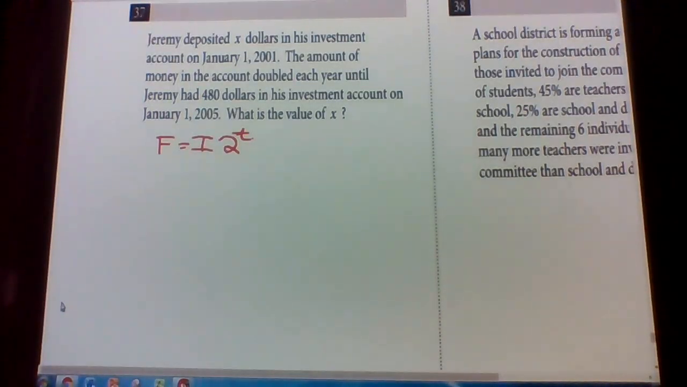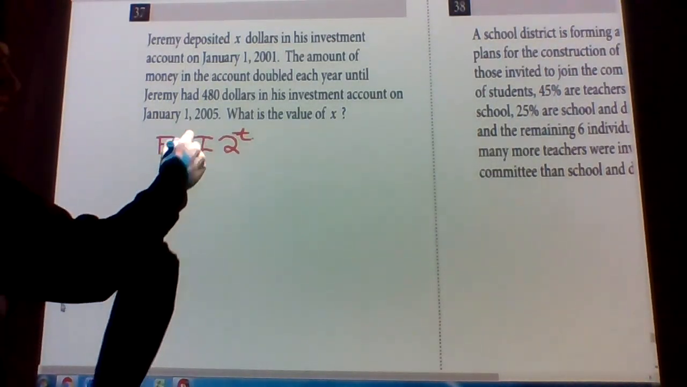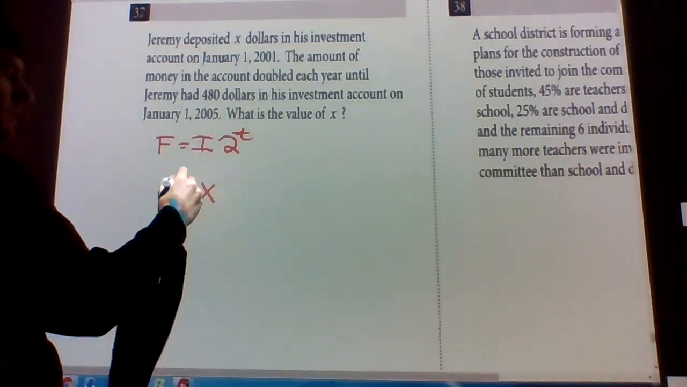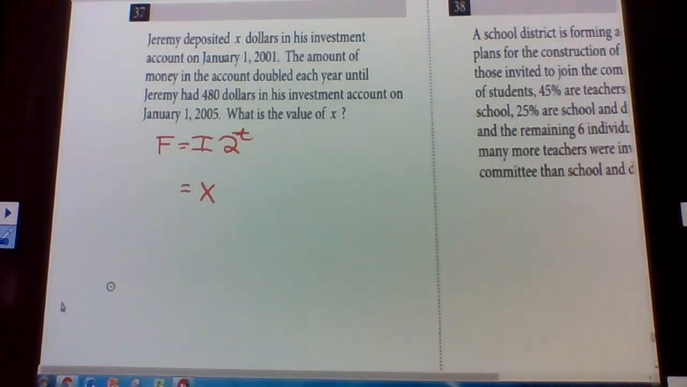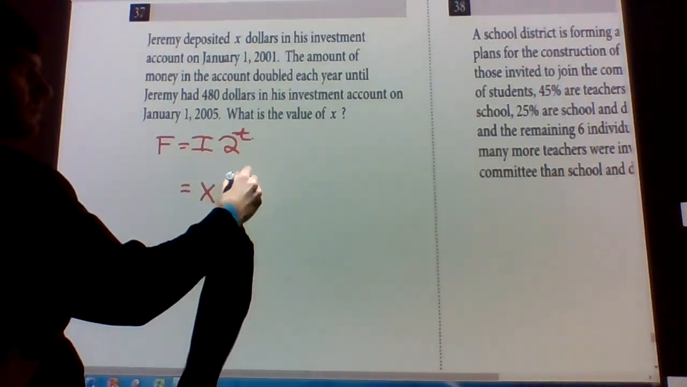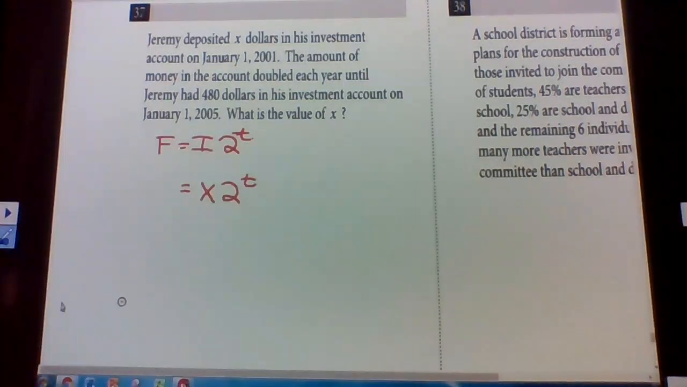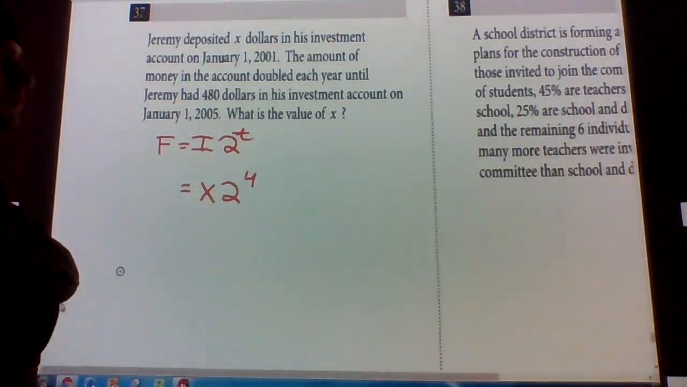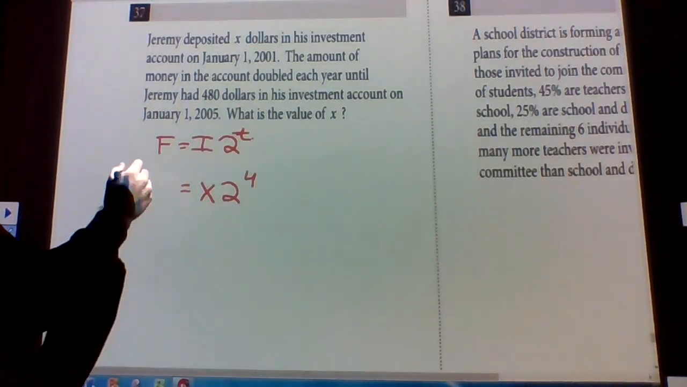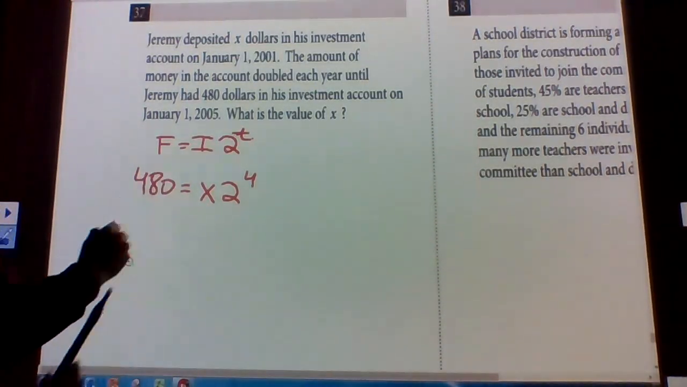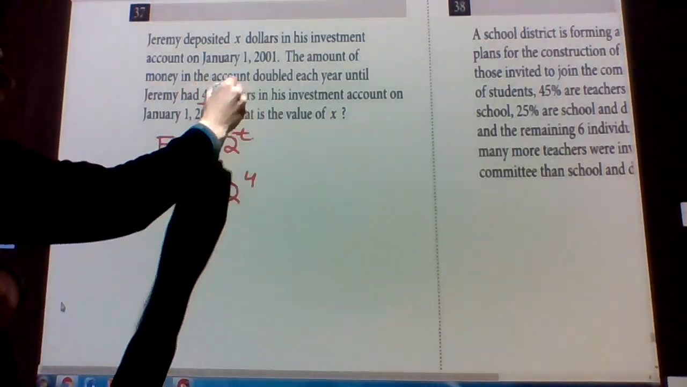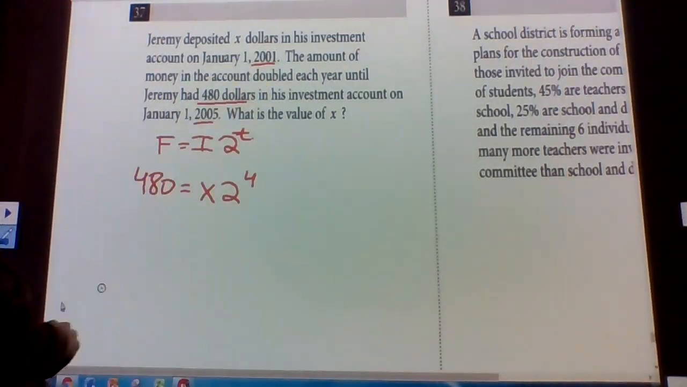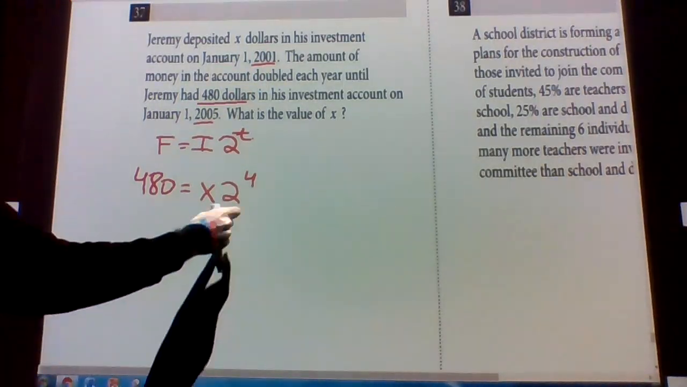Well, hold up. So he invested an initial amount of money, so x, right? So his initial investment was x. It doubled each year until he had $480. So that was 4 years. And after 4 years, he had $480. We want to figure out how much he started with. Okay, so his final is 480. It's been 4 years. And we're doubling, so your number here is 2.